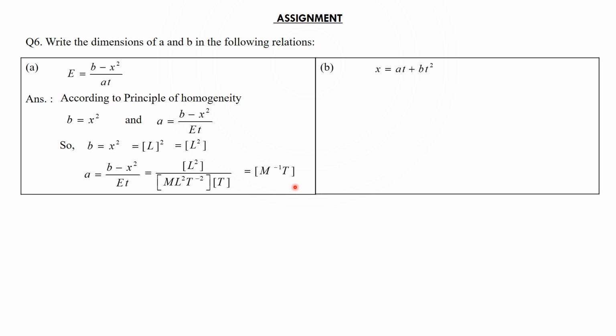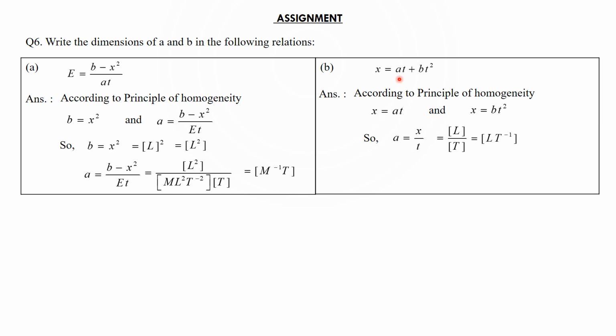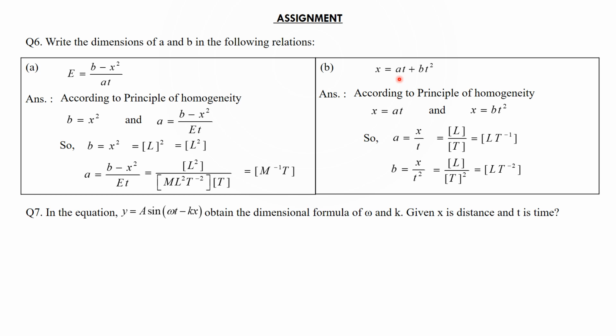Okay, b part, x equal to at plus bt square. According to the principle of homogeneity, x equal to at and x equal to bt square. So a is equal to x by t, which is equal to L by t, which is LT minus 1. B equal to x by t square is equal to L by t square, that is LT minus 2.